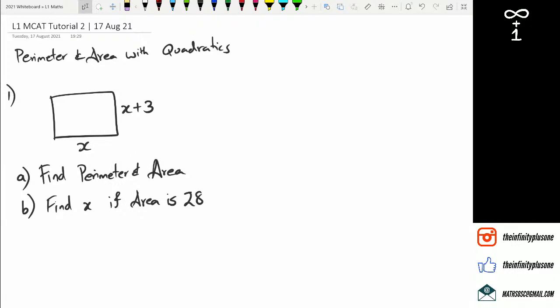Some of the questions we'll be working on today generally go towards that. Every session, I start off with some really simple questions, and then we go through some of the harder questions towards the end of the stream. But our main focus today is just perimeter and area with quadratics.